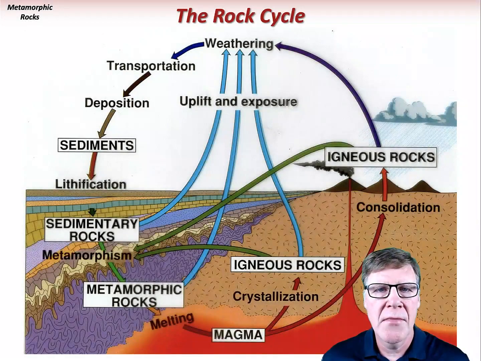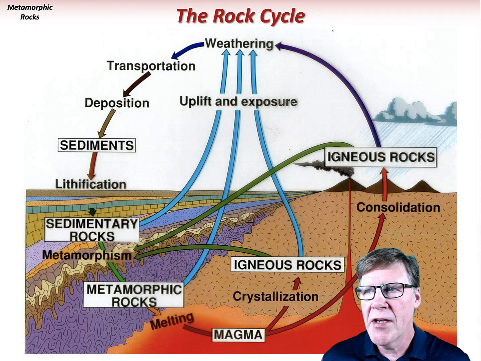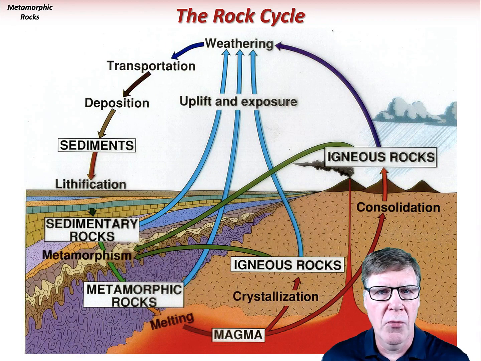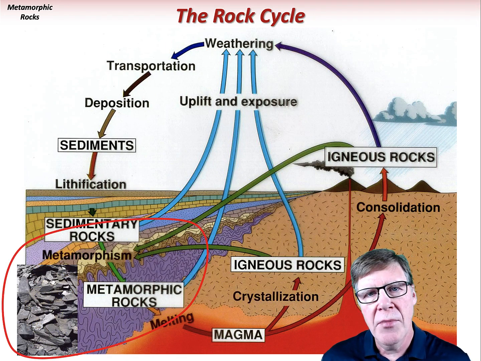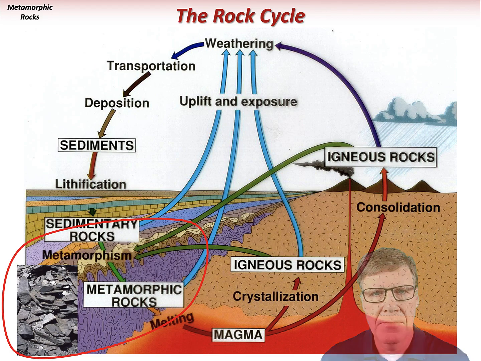All rock types, igneous, sedimentary, and metamorphic, can undergo changes brought on by different types of metamorphism. The resulting metamorphic rocks yield information about these different metamorphic environments. Thus, metamorphic rocks are a great source of information about conditions and processes that occur within the earth.